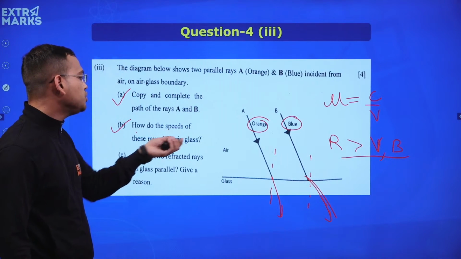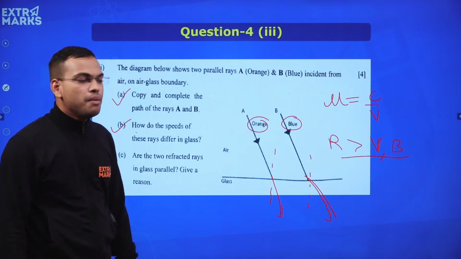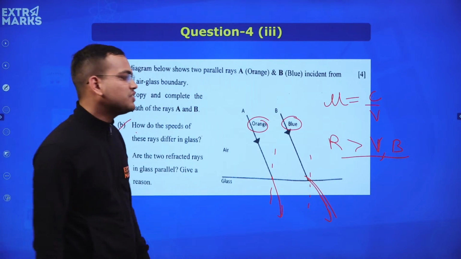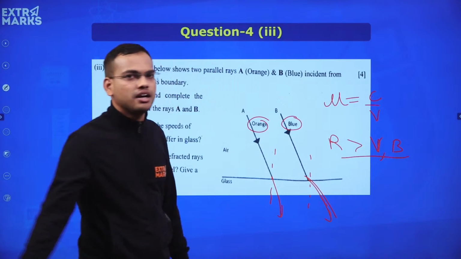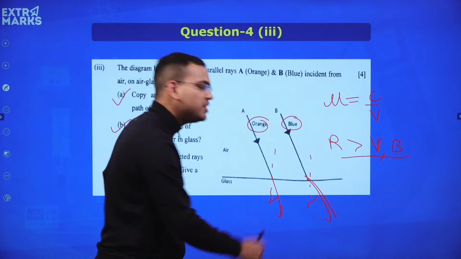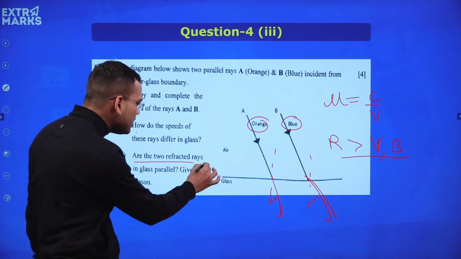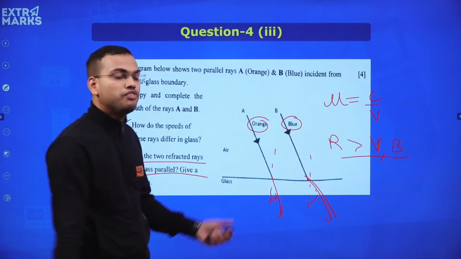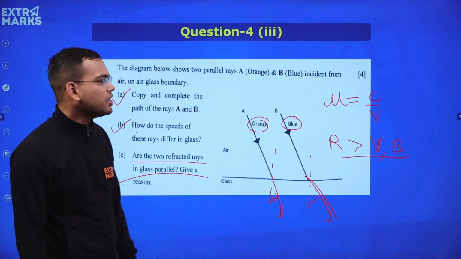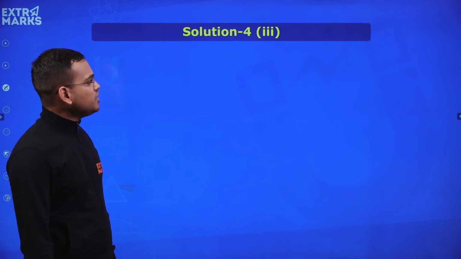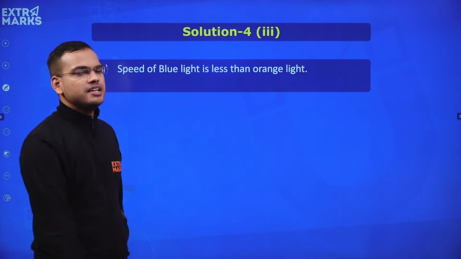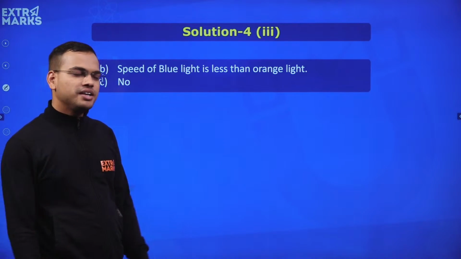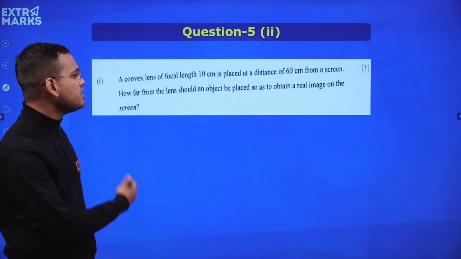Now how do the speeds of these light rays differ in glass? Because the refractive index for different color lights in glass will be different. That's why they will deflect to a different angle. And if they are refracting to a different angle, will they be parallel? No, they will definitely not be parallel because the angle of refraction will be different for both the color lights, orange and blue. Yes, the speed of blue color light is less than orange light. So they will not remain parallel. All right. Now let's come to this question.